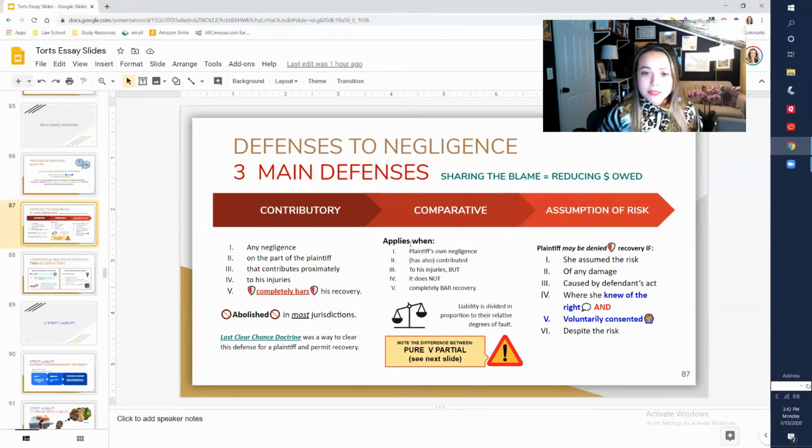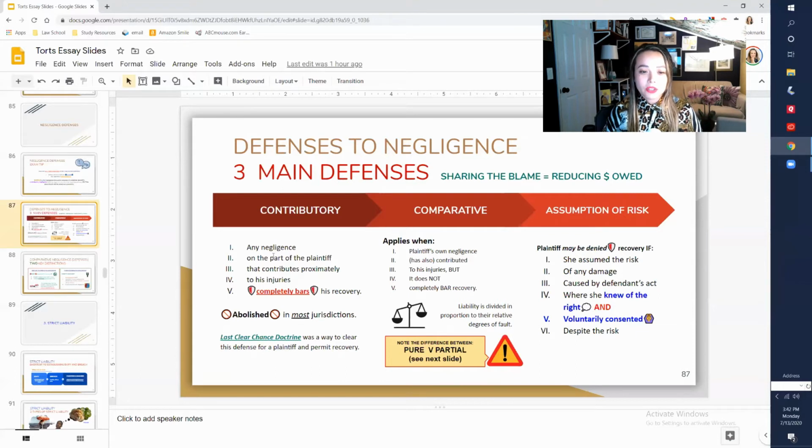So here is my visual slide on the three main defenses. I want you to stare at this, pause it, copy it if you want, or you can buy a copy of my notes on the blog. Contributory negligence, comparative negligence, assumption of risk: you can take it step by step, like a staircase. You've got your defenses, and you're going down.